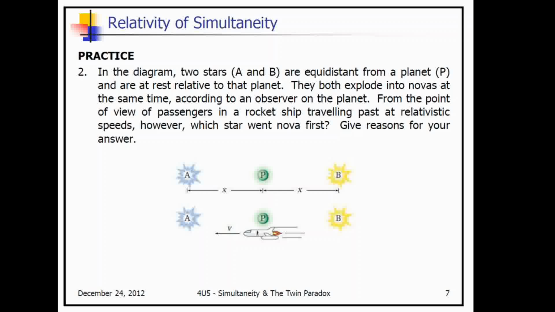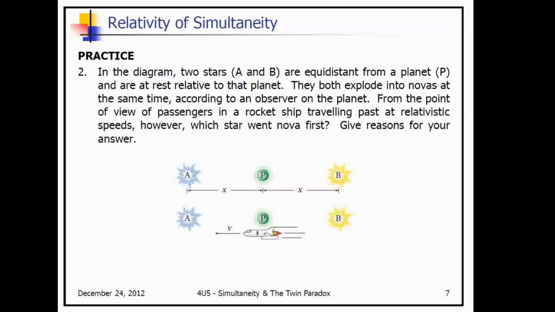So here's another example. It says two stars, A and B, are equidistant from a planet P and are at rest relative to that planet. They both explode into novas at the same time, according to an observer on the planet. From the point of view of the passengers in a rocket ship traveling past at relativistic speeds, which star goes nova first? So for the person on the planet, these events would be simultaneous.